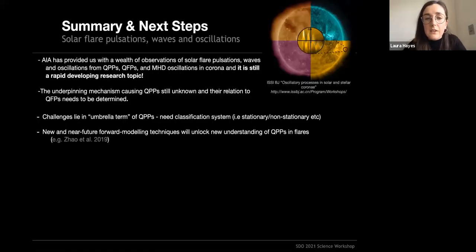And just to summarize and to point some things into the future, AIA really has provided us with a wealth of observations of solar pulsations, waves, and oscillations: from these QPPs, quasi-periodic pulsations in the solar flare emission, from these quasi-periodic fast propagating waves that we observe from many flares associated with eruptions, and again, the ubiquitous nature of MHD oscillations in the solar corona. And I think even in the last 5 to 10 years, it really is a rapidly developing field, and there's still so much that can be done.